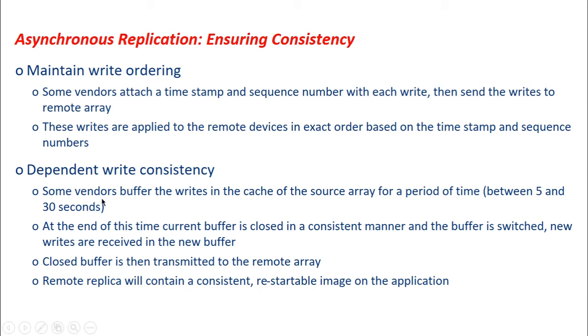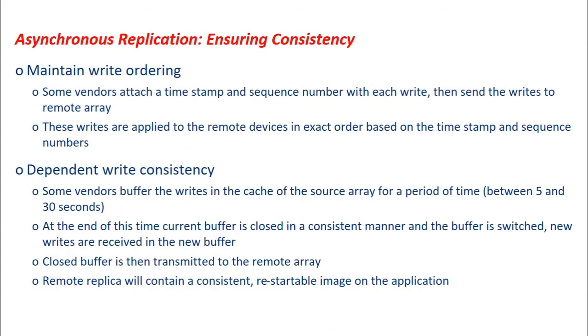Some vendors buffer writes in the cache of the source for a period of time, maybe between 5 to 30 seconds. At the end of this, the current buffer is closed in a consistent manner and the buffer is switched. So new writes are received in the new buffer. The closed buffer is then transmitted to the remote array. So the remote replica will contain a consistent restartable image of the production server.